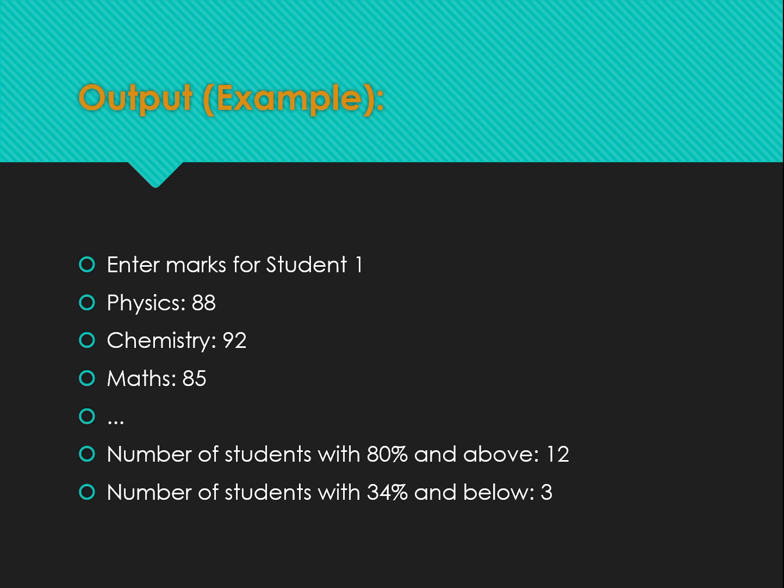Here's an example of how the output might look. The user enters marks for each student. After all entries, the program prints how many students got 80% or more and how many got 34% or less. This makes it easy to analyze class performance.